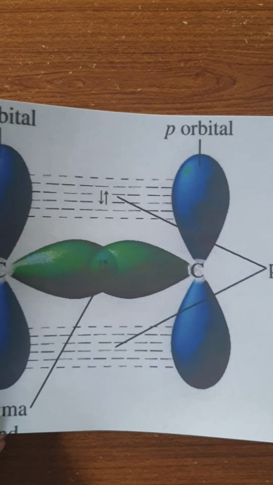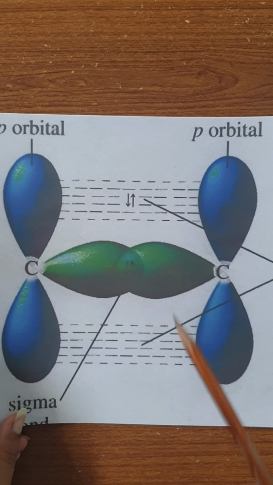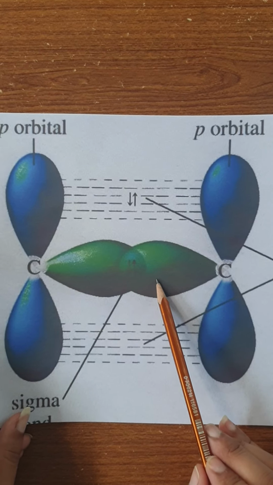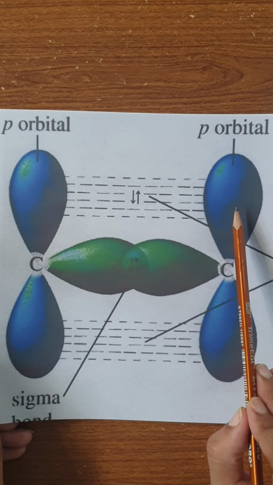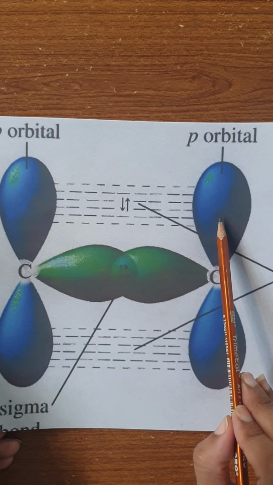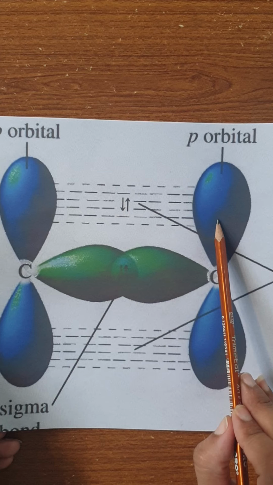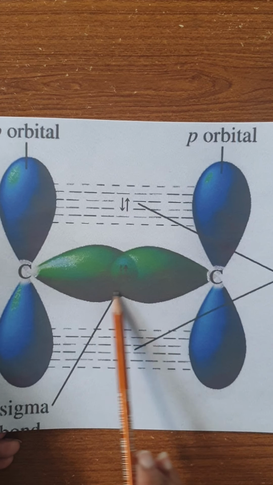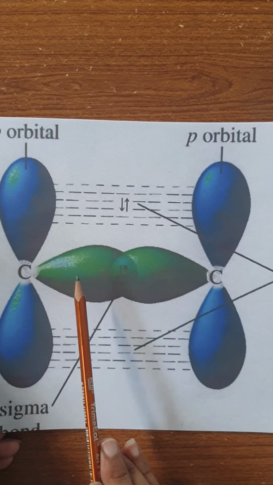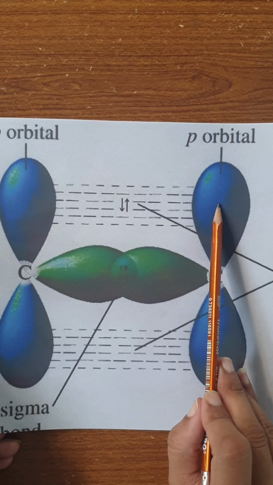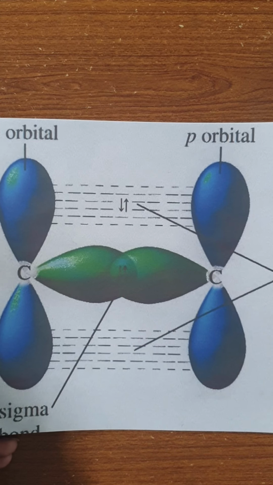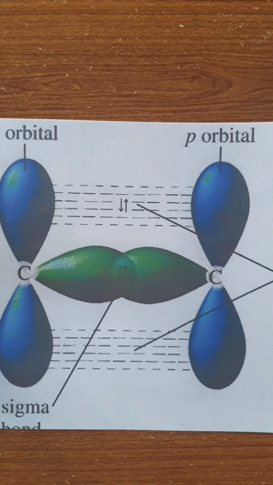So in this diagram you will notice that the green color indicates the formation of sigma bonding, and the pi bond is indicated in the blue color. That is, the green color indicates the formation of sigma bonding, but the blue color indicates the formation of the pi bond. So the orbital concept explains the formation of two types of bonding, that is sigma bond and pi bond.